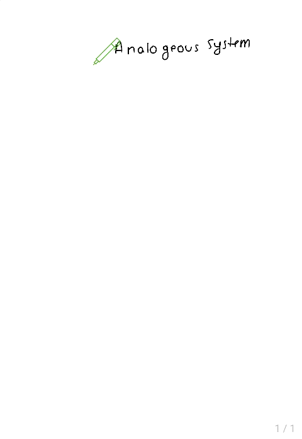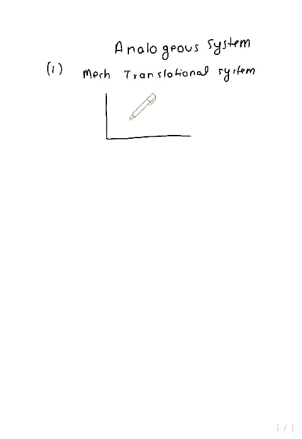Analogous systems. Now we will see how mechanical elements can be converted to electrical equations. So it is called analogous systems. First we will see the mechanical rotation translation system. Now these mechanical elements we will convert to electrical equations.